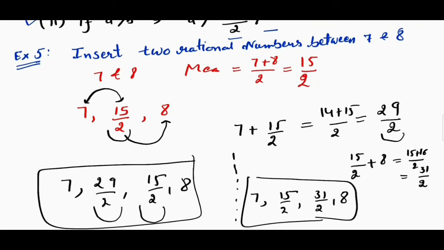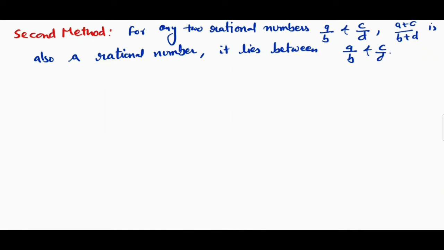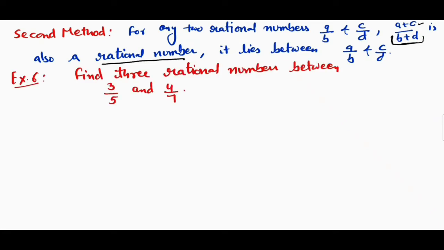We use this method to insert rational numbers between two integers like 7 and 8 I have taken here. And the second method, for any two fractions a/b and c/d, (a + c)/(b + d) is also a rational number, and this (a + c)/(b + d) lies between a/b and c/d. So let's take one example over here.